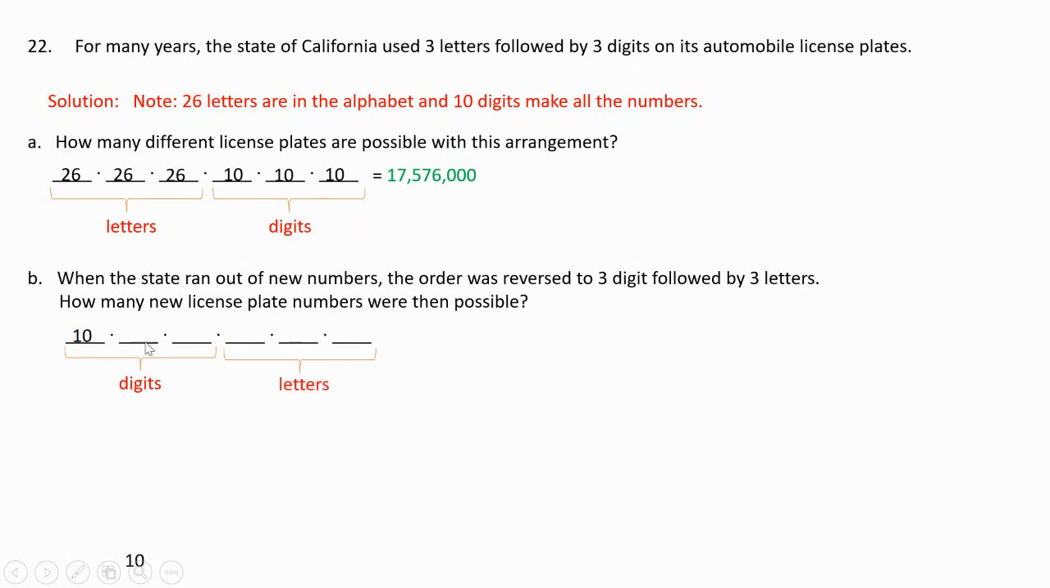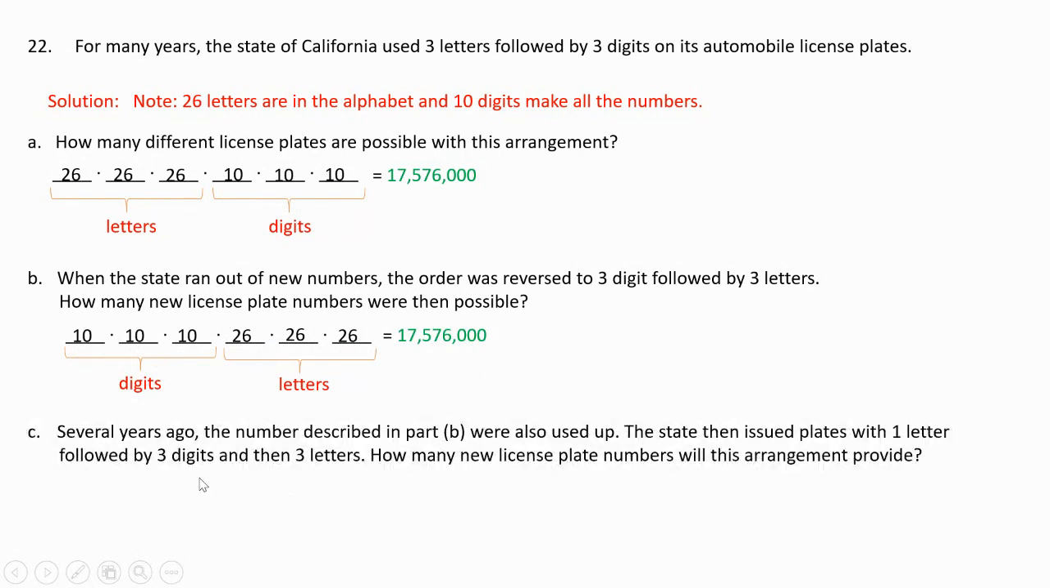So again, there's 10 digits, 10, 10, and 10, and 26 for each space there. So we multiply it out, guys. It's the same thing as A because when you multiply, the commutative property applies. So we got the same answer.